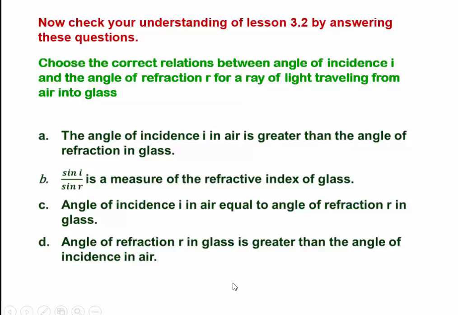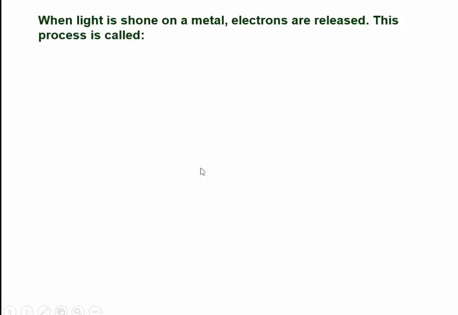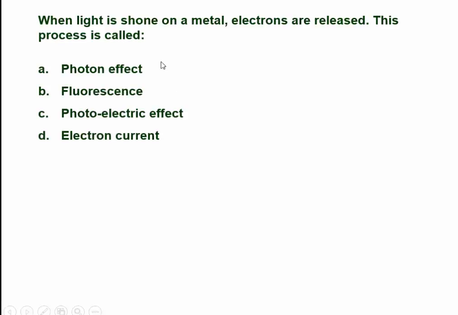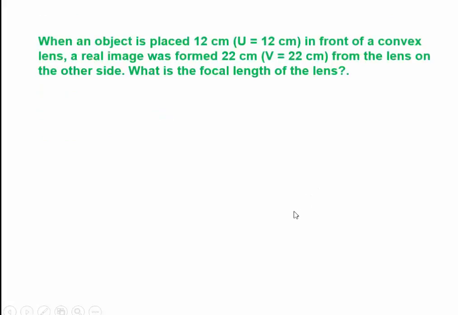Next question. What is this process called? Next question. You have the object distance, the image distance. Use them to find the focal length of the lens. Pause the video, take a minute to do this, and then choose your answer.